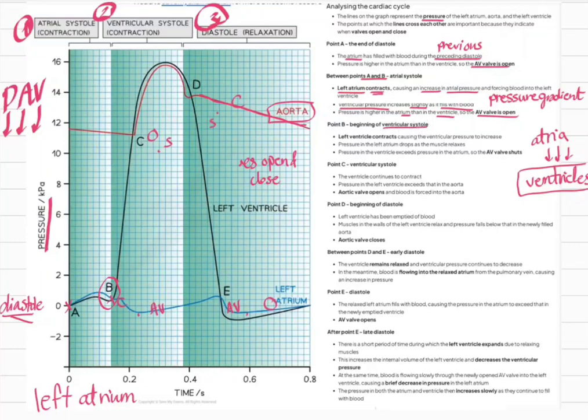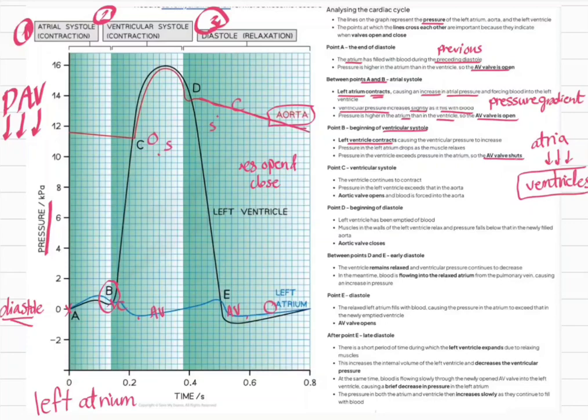In the ventricular systole, we have to mention that the left ventricle contracts and the AV valve shuts. The pressure in the left atrium drops as the muscle relaxes, and the pressure in the ventricle exceeds the pressure in the atrium. That's what makes the AV valve shut, to let the aortic valve open. And that's what we're discussing here at point C in the ventricular systole.